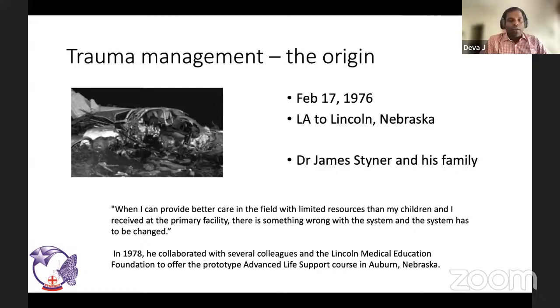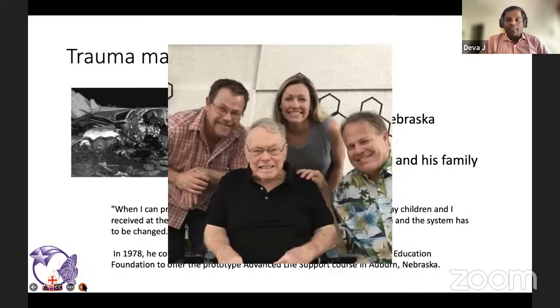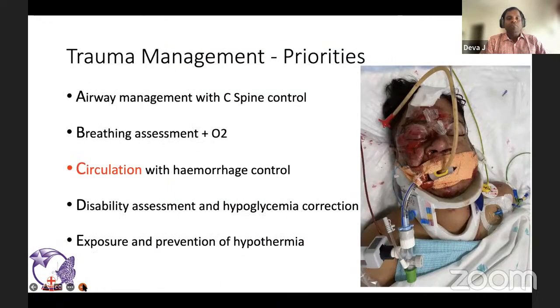Prior to that, it was all chaotic, helter-skelter, non-prioritized. When you received a major trauma victim, they did not have any priorities. After that, we started prioritizing whenever we resuscitated a trauma victim. So let's move to the next slide. This is James Steiner and his family. As I mentioned, his wife died, and the 3 children standing behind him are all still alive.